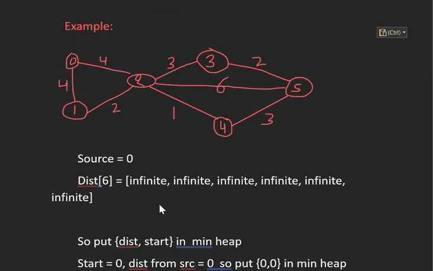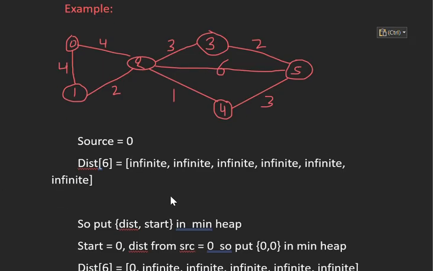So we will be seeing with this an example. We are given a graph like this. Initially assuming source is equal to 0, all distances are infinite, including 0 to 0.